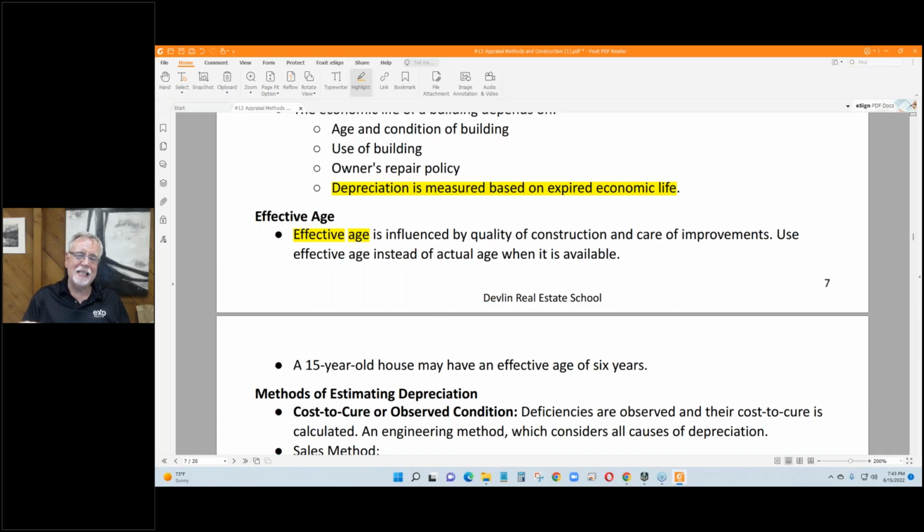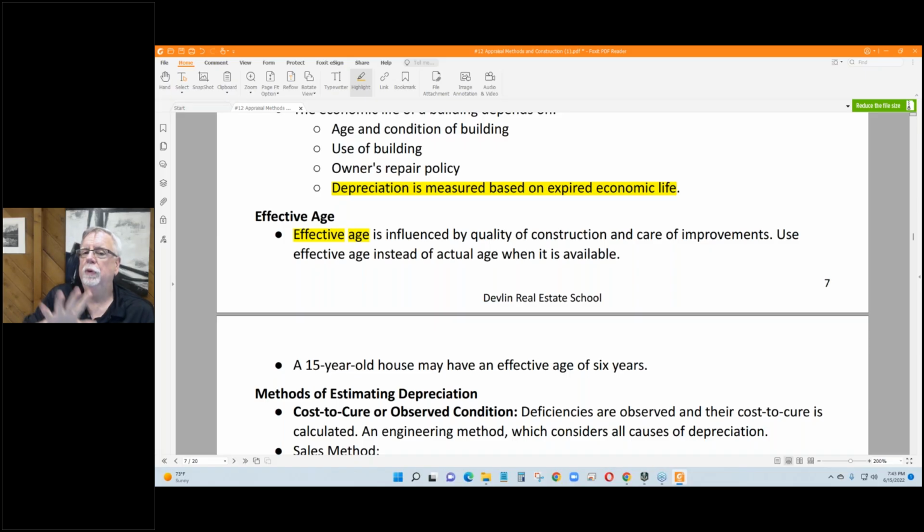Now, in a sense, you could say these two buildings are the same age, in that they were both built and completed at the same time. But effectively, one of these buildings is showing a bit more wear than the other.